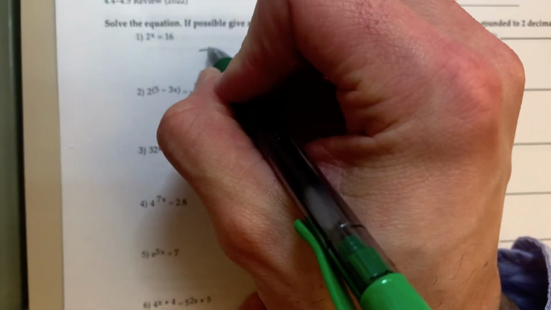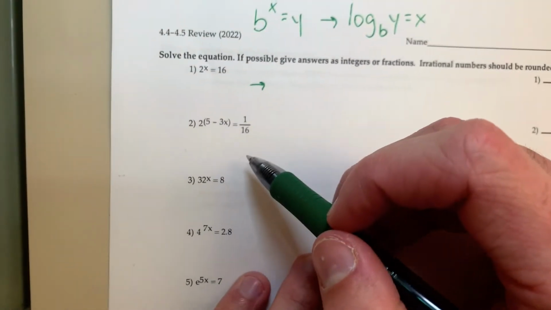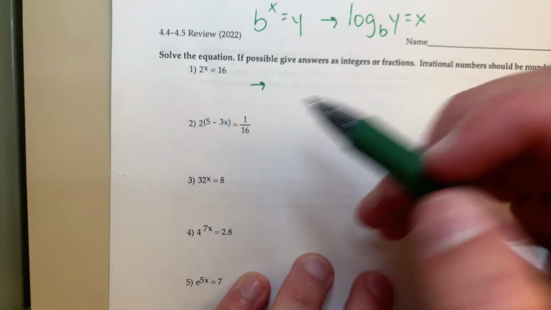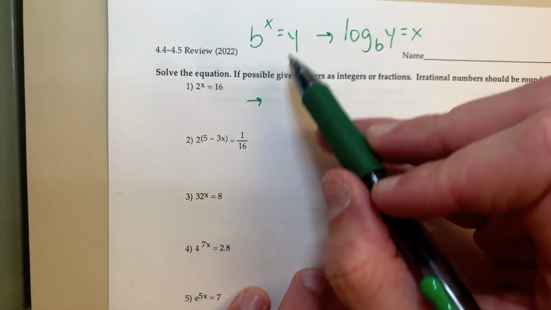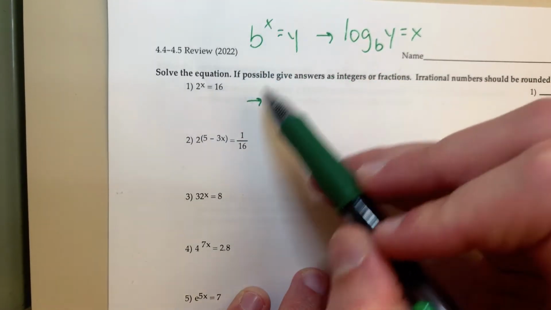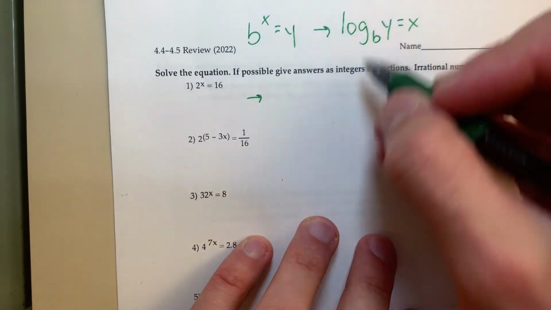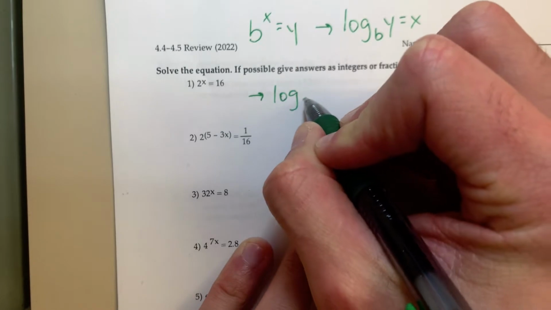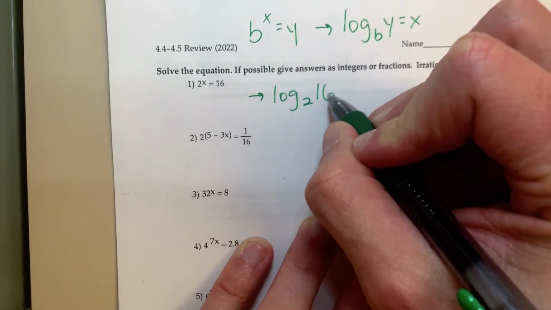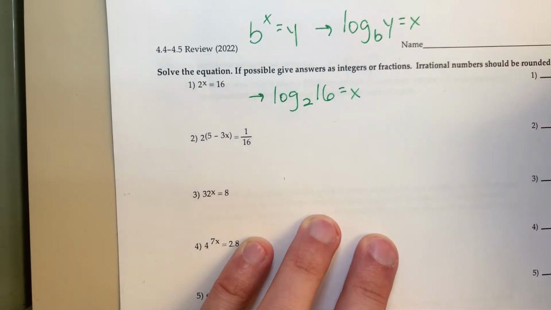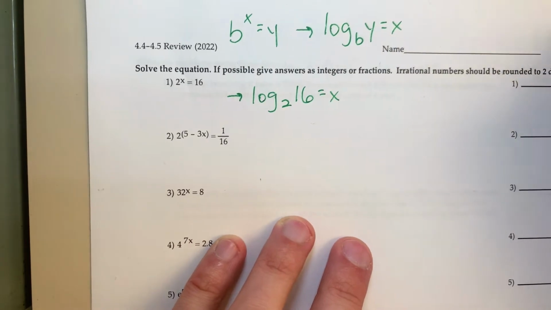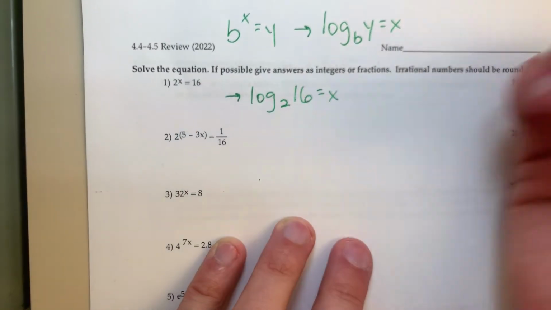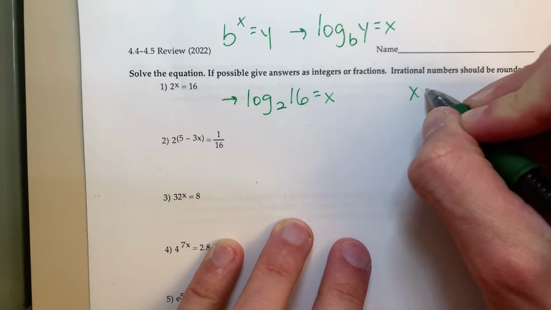For this one, what we would look for normally is whether anything can be canceled, because all we want is the base, the exponent, and the answer. Anyway, we're good to just convert this to a logarithm. So we can go log base 2 of 16 equals x. And what that's asking is 2 to what power equals 16? We know the answer is going to be 4.